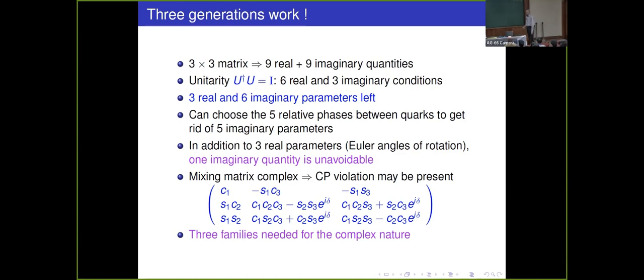1 phase. So the most general matrix of this kind always will have 1 complex parameter, and the Kobayashi-Maskawa suggestion was that that 1 complex parameter is the reason for CP violation in the standard model. So they claim that you need 3 families for this complex nature.